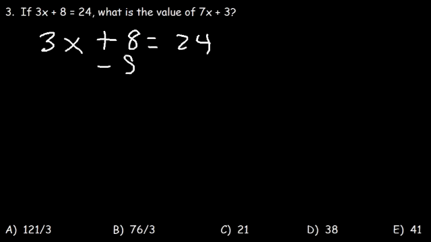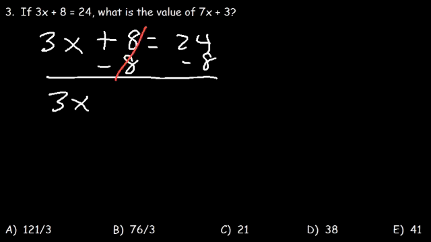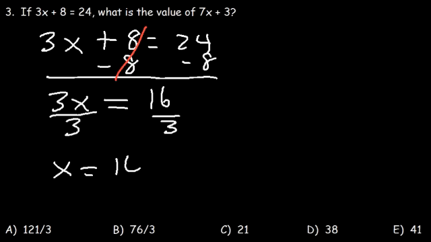So let's start with the first equation. 3x plus 8 is equal to 24. So let's subtract 8 from both sides. So therefore, 3x is now equal to 24 minus 8, which is 16. So to solve for x, we need to divide both sides by 3. Therefore, x is equal to 16 over 3. So now we want to find the value of the expression 7x plus 3.